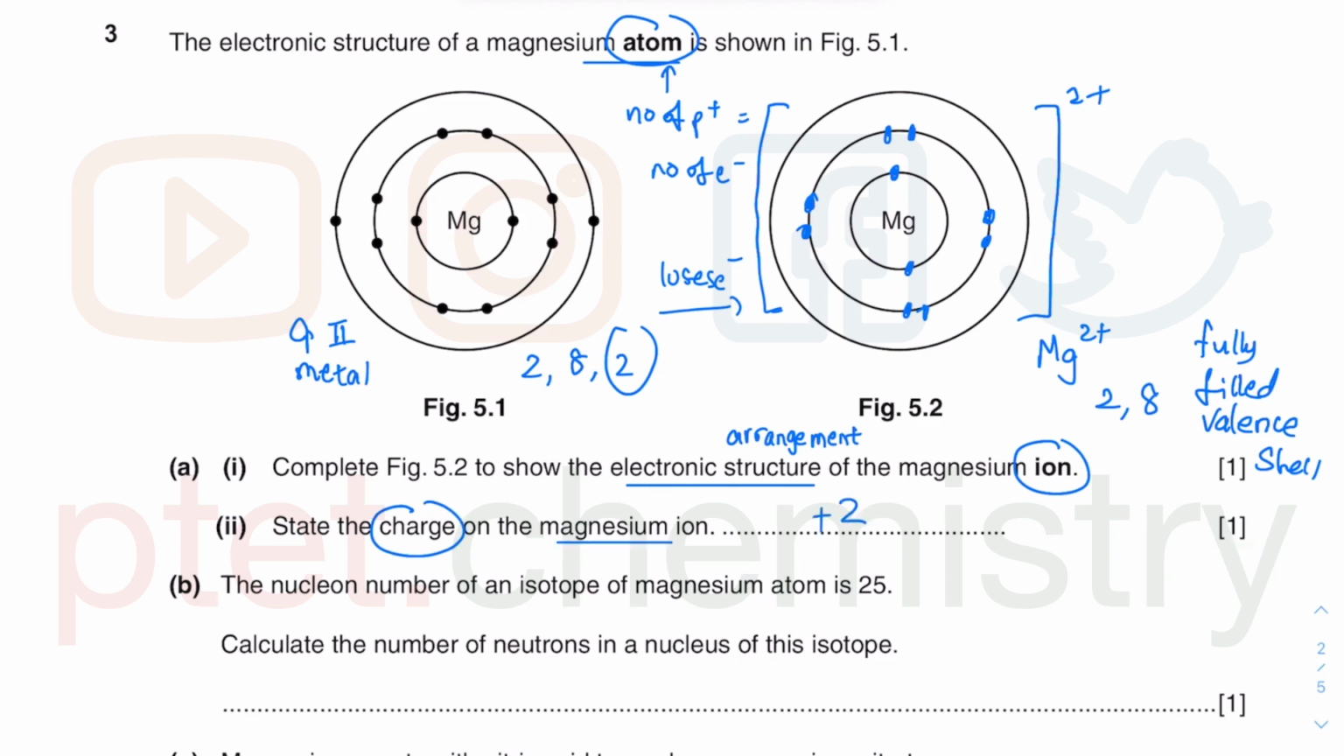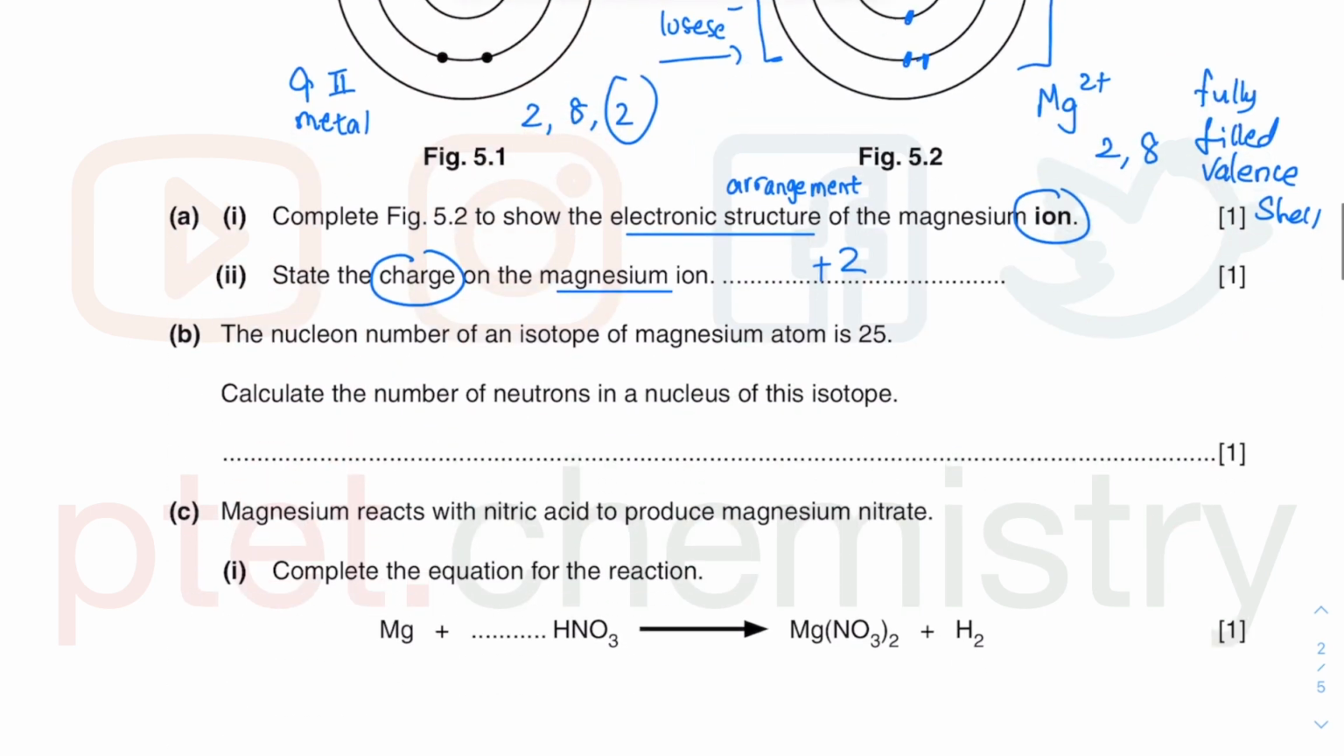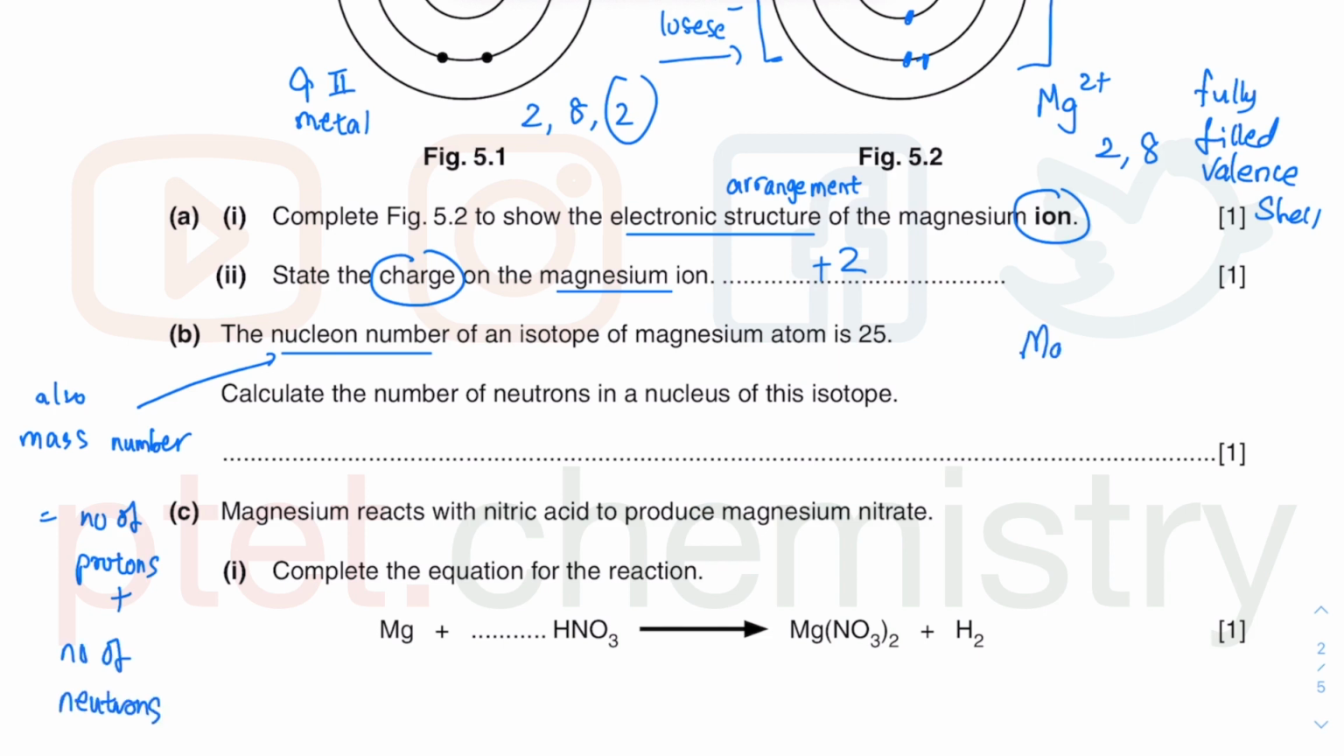Okay, so you need to be very careful being able to do all of these from your previous exercises as well. Next up, you have nucleon number. Nucleon number is also known as mass number. This thing is basically equal to the number of protons plus the number of neutrons. So if you know the nucleon number. Magnesium atom. Magnesium is element number 12. So 12 and 24. This is in your periodic table. But then you have to give it to the international format, which is what they're asking here.